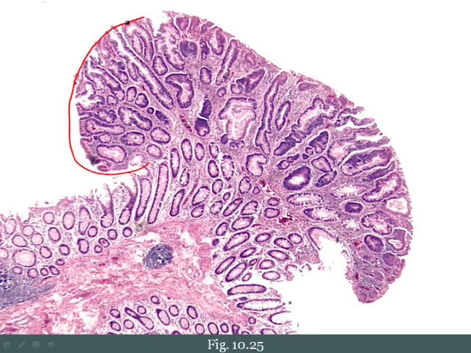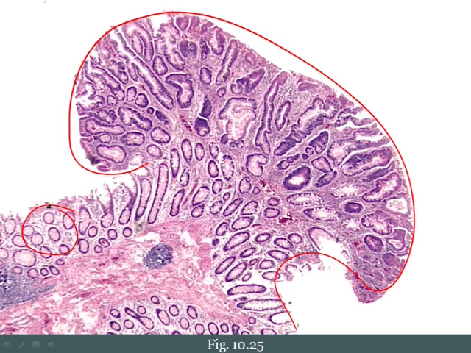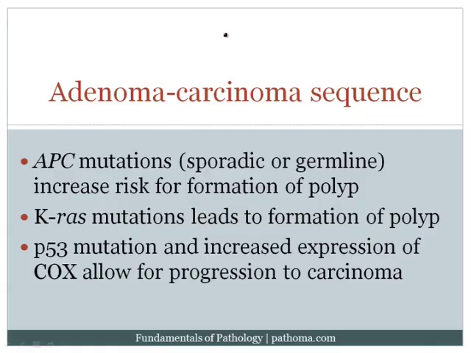You can see this raised protrusion of colonic mucosa. Look at the normal glands here on the left, bottom corner, and then look at these glands, which are much darker, and this represents the adenoma, or the neoplastic proliferation of glands. Now, again, the key feature of these polyps is that they have the ability to undergo the adenoma-carcinoma sequence. And this becomes super high yield for exam.